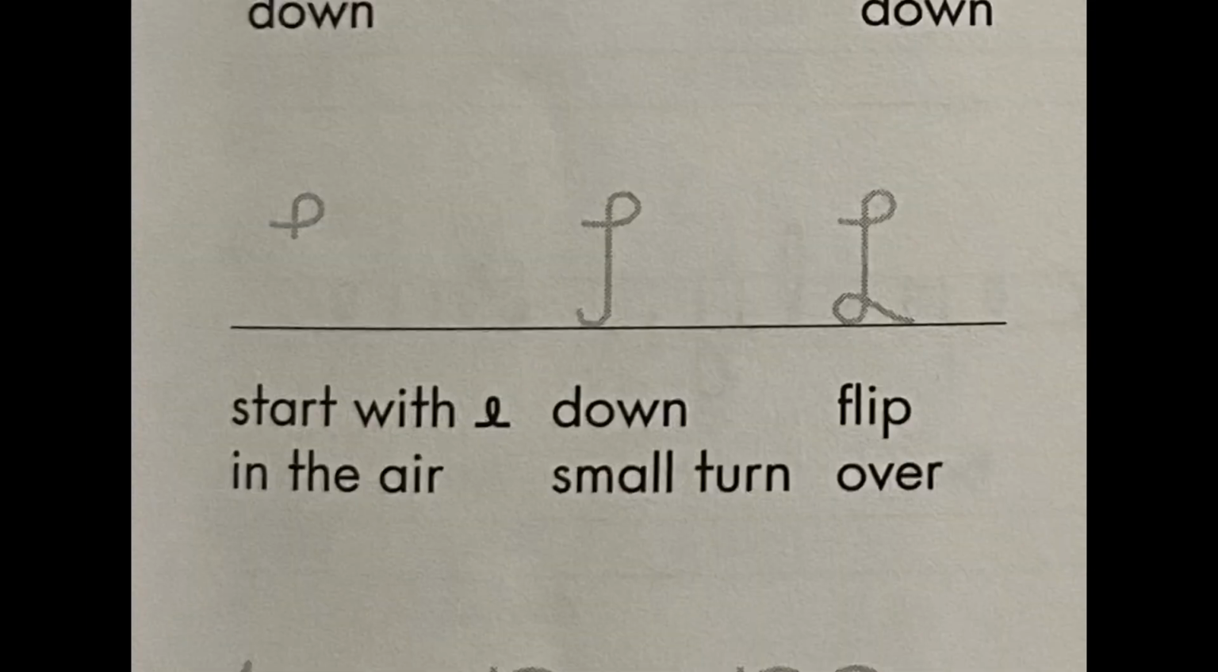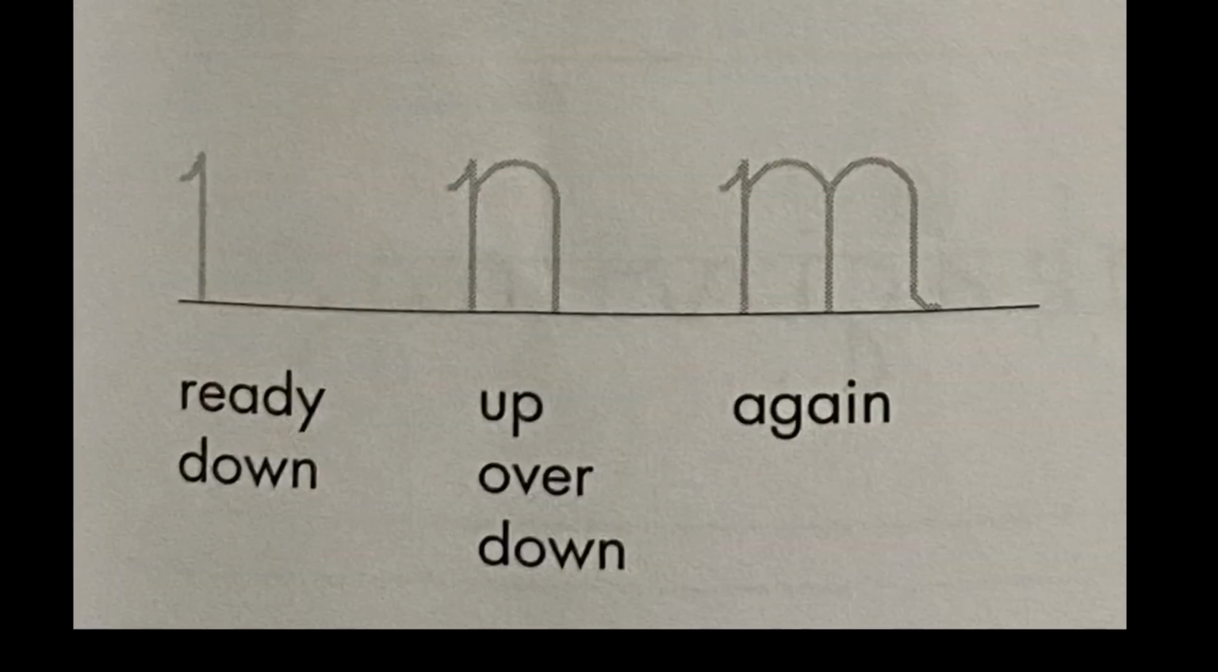Capital L starts with a curve, much like the lowercase l in the air. Then we bring it down, make a small turn, and flip it over. And finally, capital letter M, starting again with that ready down. We're bringing it up and over, down, and again, you'll make that motion twice to make the capital letter M.